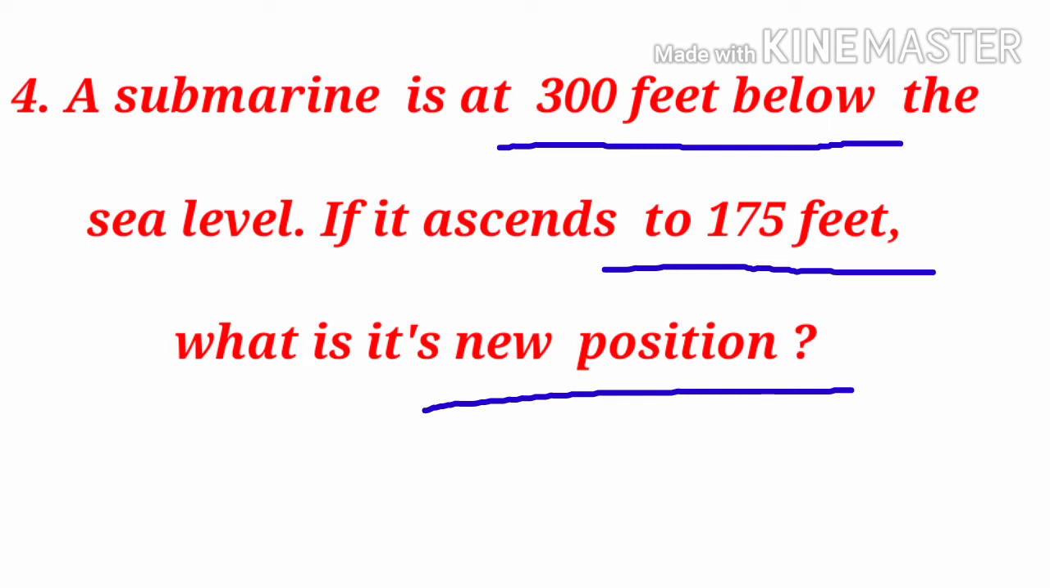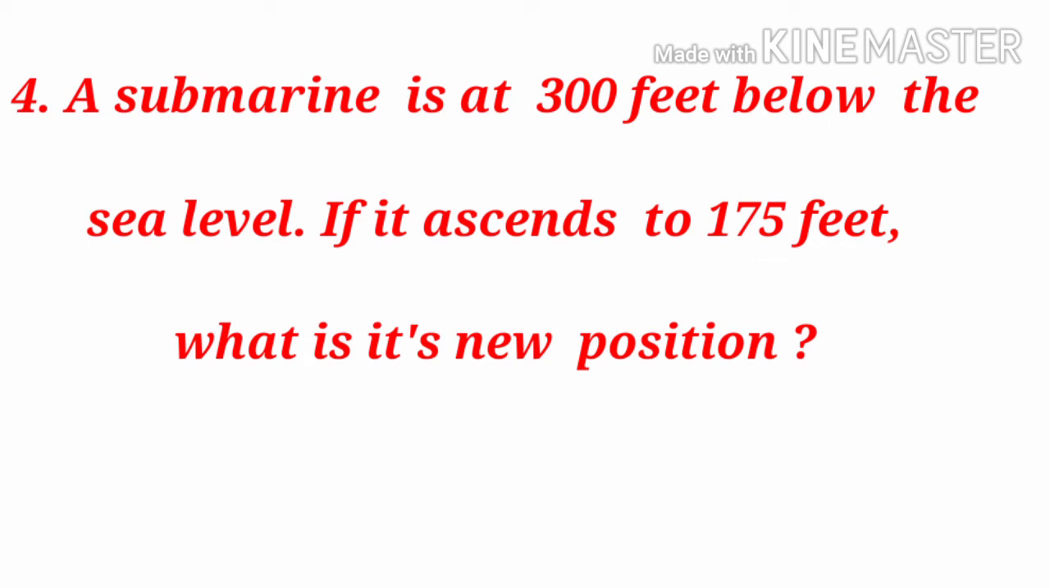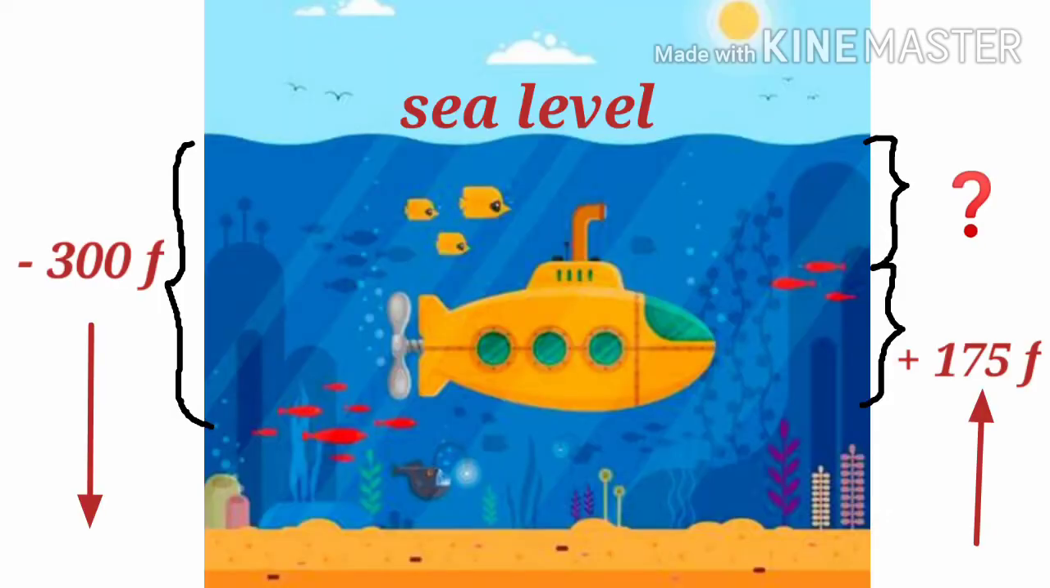A submarine is at 300 feet below the sea level. If it ascends to 175 feet, what is its new position? The submarine, which is located below the sea level at 300 feet, is considered as minus 300 feet. Now the submarine moves up 175 feet, which is a positive integer, that is, it is represented as plus 175.